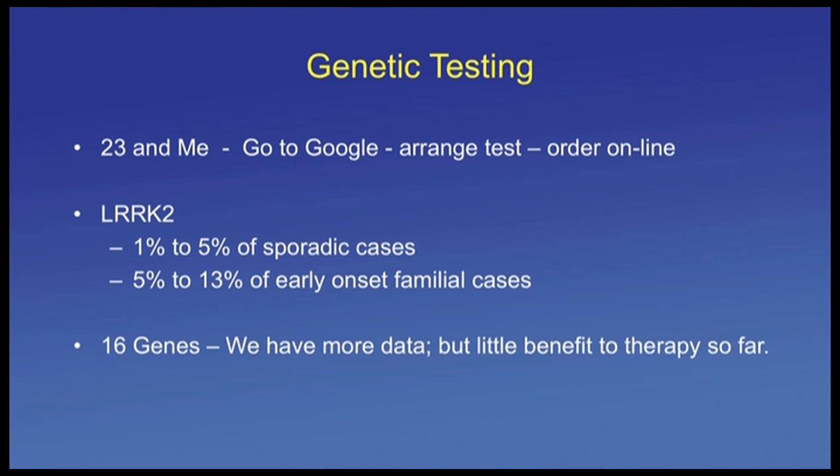But there's more data that's going to be obtained as we've been able to map the genome, and the cost of doing that is much less. The problem so far is the knowledge from the genetic abnormalities isn't really helping us so far with therapeutic benefit, but it looks like that may be on the horizon.